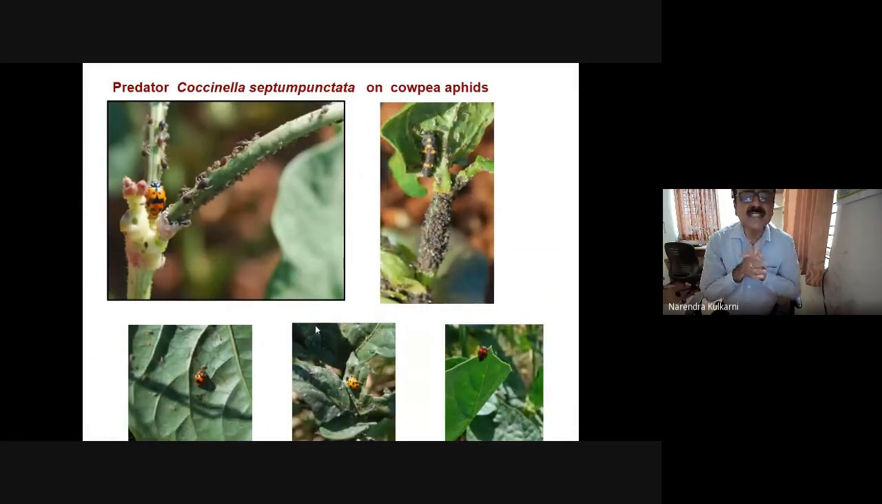Aphid, as I said. Whenever in lucerne or cowpea you see the predators, fortunately there are a lot of predators, these coccinellid predators as well as parasitoids, that come and aid in managing these aphids. This is the grub of a ladybird beetle. You can see adults of ladybird beetles of different species.